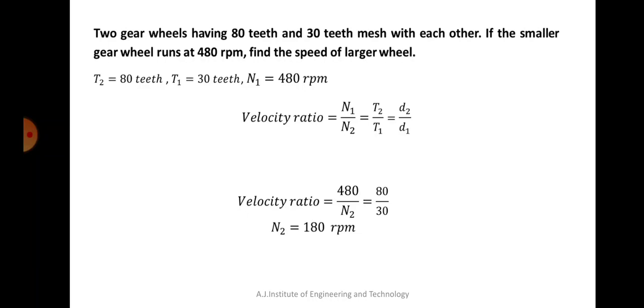Okay, so this is a very simple question. Don't expect such simple questions to be asked, but this is one example of how to find the velocity ratio. N1 by N2 is equal to T2 by T1. N1 is given as 480, T2 and T1 are given as 80 and 30. N2 is not given, so you will have to find it out. So N2 will be equal to what? 480 into 30 divided by 80. So you can find out the value of N2. Alright, that was the first and simple one. We'll take the second problem now.